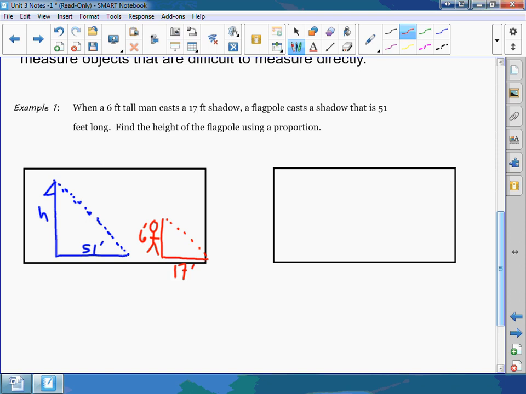So give me a proportion that we could use to find H. Go ahead, Max. So 51 feet, shadow length of the flagpole to shadow length of the person. And then you said H over 6. Yep. Good. All right, go ahead and solve. Find out what H is going to be.